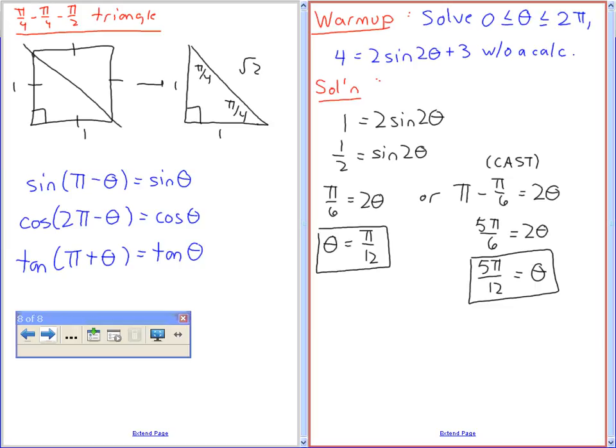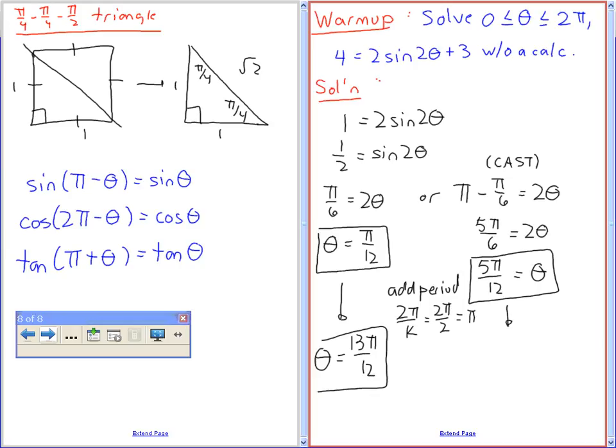Now we're going to add my period, which is 2 pi divided by k, which is 2 pi divided by 2, which equals pi. So this is going to be theta plus, 13 pi over 12. Theta equals 17 pi over 12. And you have the period. Yeah, 2 pi over k. So it's 2 pi over k.